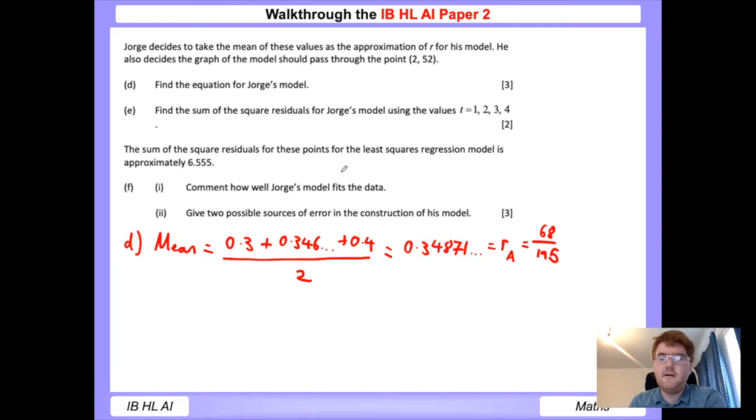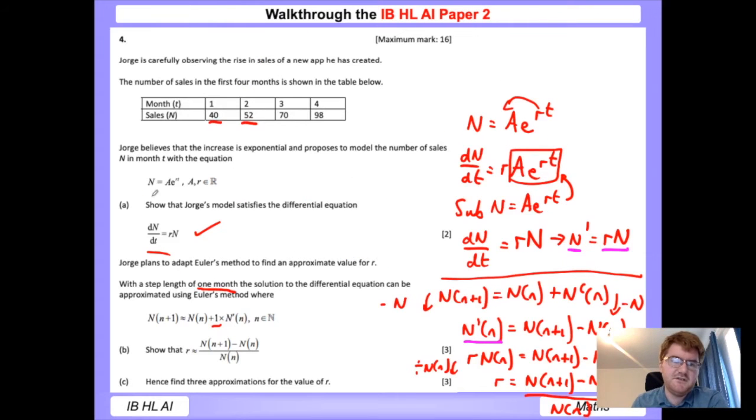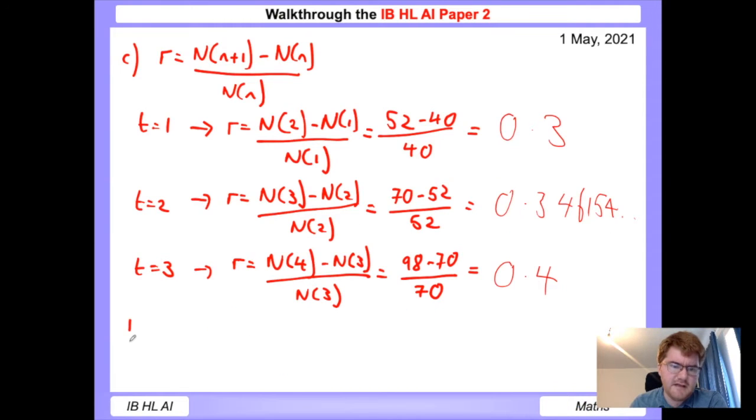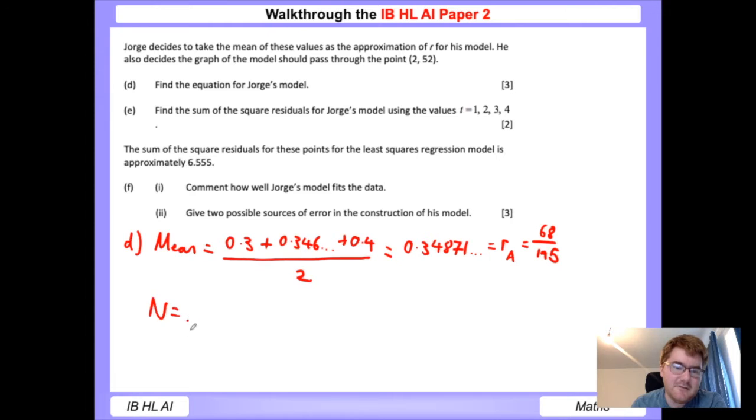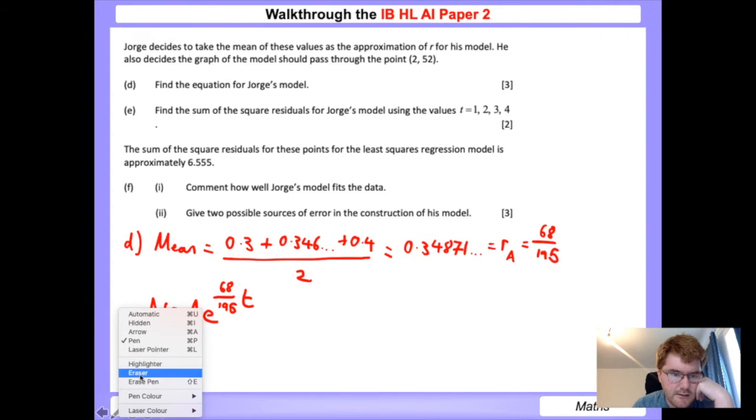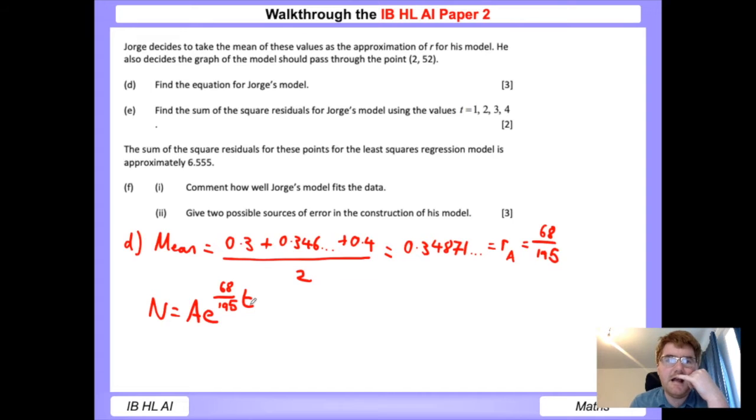So now we need to go back to our very original equation here, which is this one here. So this was our original model. So we've got n is equal to Ae^(Rt). And now we know R because we've got an approximation for it. So I'm going to write in 68 over 195t. That is a 5, so we'll change that slightly. Better.